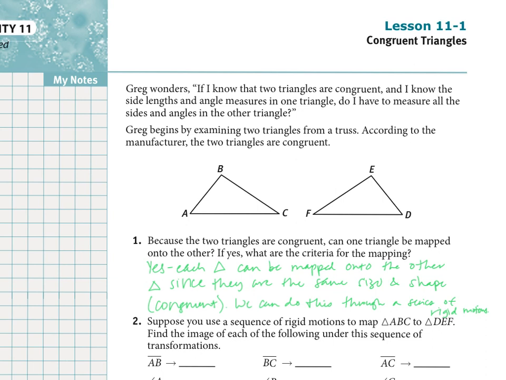And then I could use the line of reflection and reflect triangle ABC over the line of reflection, or over the line point F is on. So that way A would map onto D, B would map onto E, and C would map onto F. So that could be two different transformations we're using.